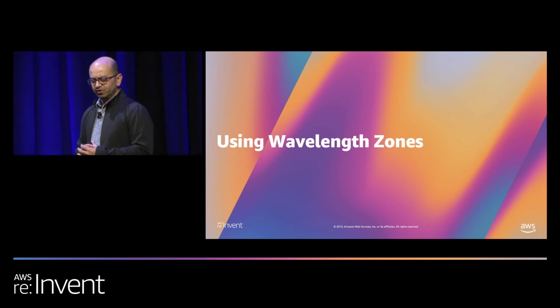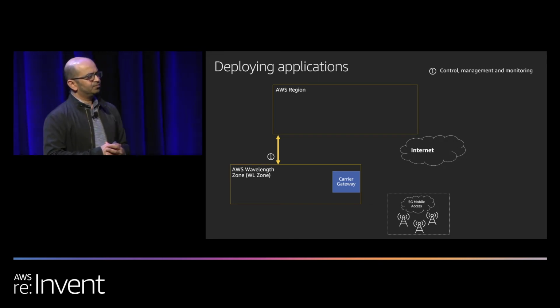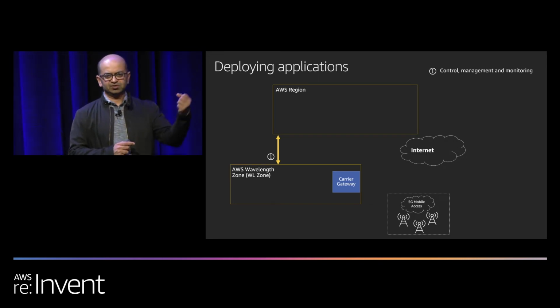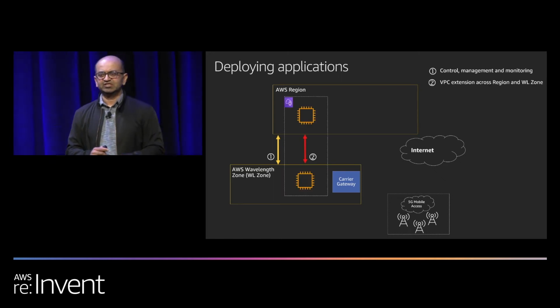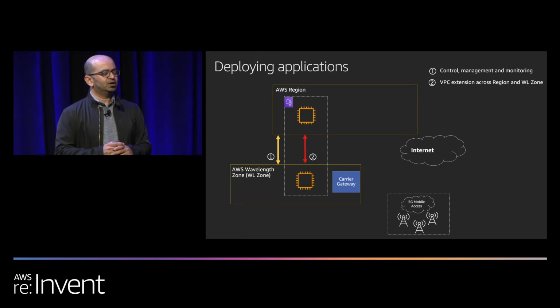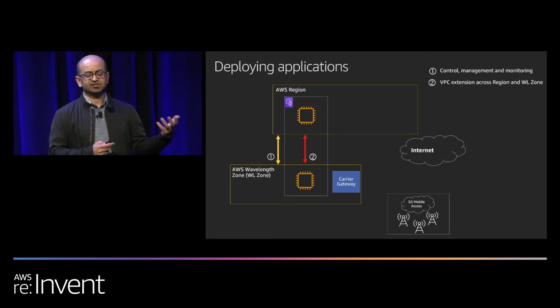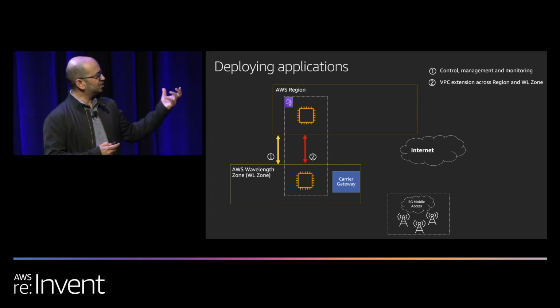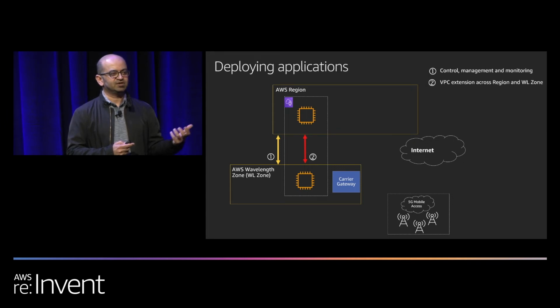Now, how would developers use wavelength zones? So firstly, each wavelength zone is connected to a region, as I mentioned, to run the control plane, to manage and monitor. But this is under the hood. Developers do not have to worry about that. But the same link is used for another purpose, which is to extend the VPC from a wavelength zone to a region. So developers can create a VPC in the region, create subnets and launch instances in the region, but they can extend that VPC to wavelength zone, where you can again launch subnets and run instances.